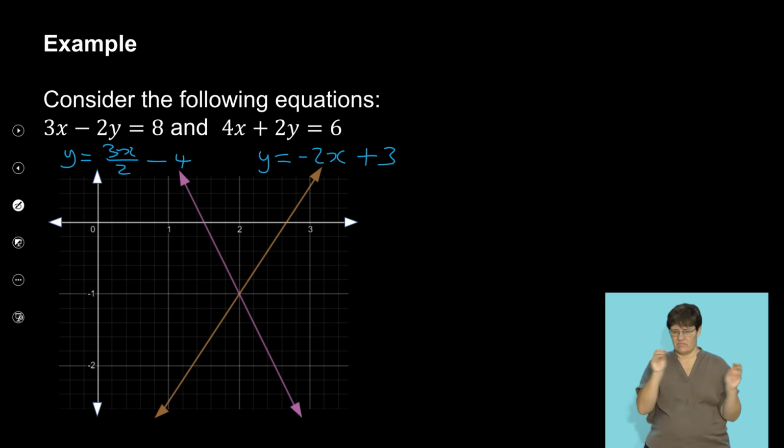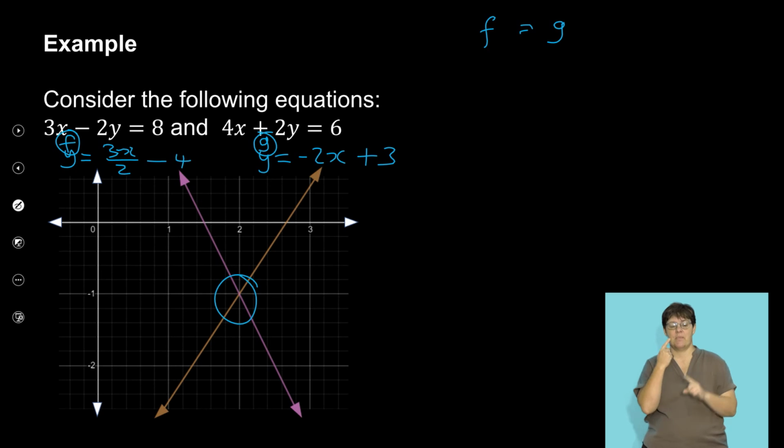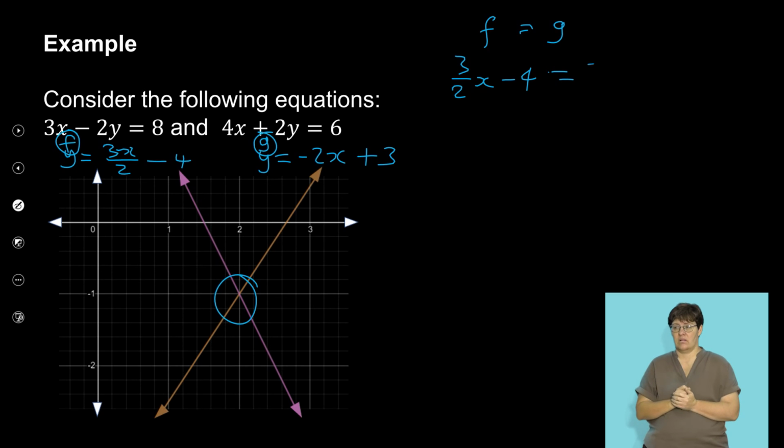If you just solve them, by the way, you divide everything by 2 and then get rid of all the letters and leave y on its own. That's how I got those two equations. For me to find this point, it means I must equate these two things. So I will call this one f, and this one g. It means I will say that f equals g in order to find where they are intersecting. And this will be 3 over 2x minus 4, and this must equal negative 2x plus 3.